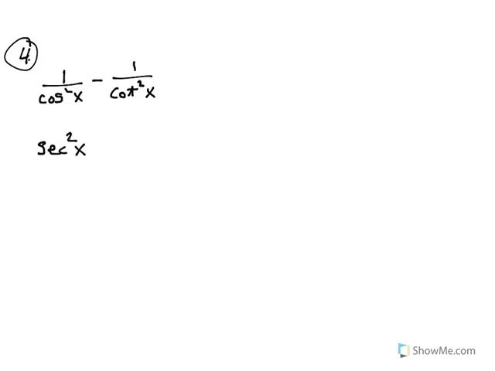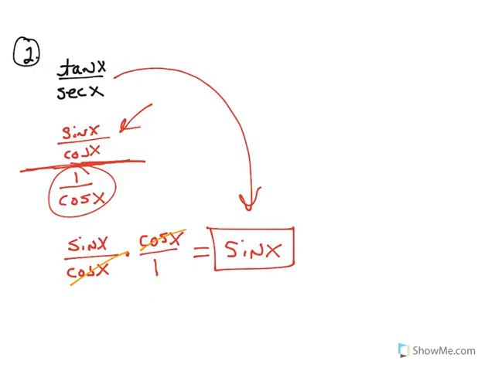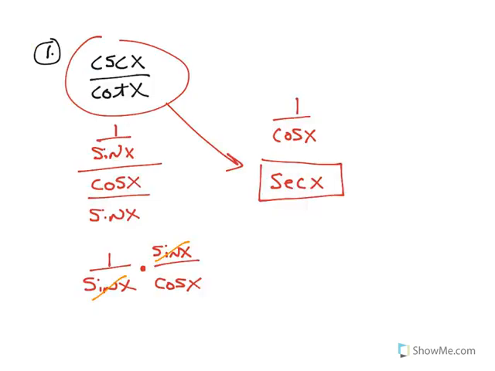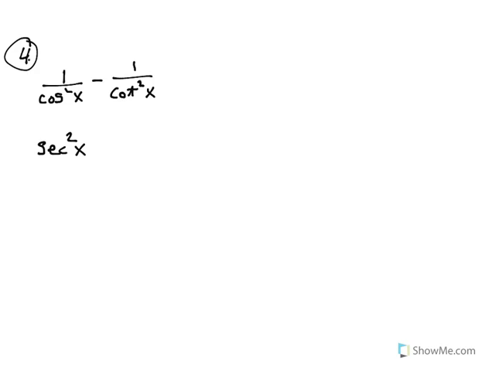And again, the identity that we're using on this one, so we're using this fact right here, that cosine is the reciprocal with secant, so 1 over cosine must be the same thing as secant, or 1 over cosine squared is the same thing as secant squared. And then cotangent is the reciprocal with tangent, so 1 over cotangent squared would be the same thing as tangent squared.